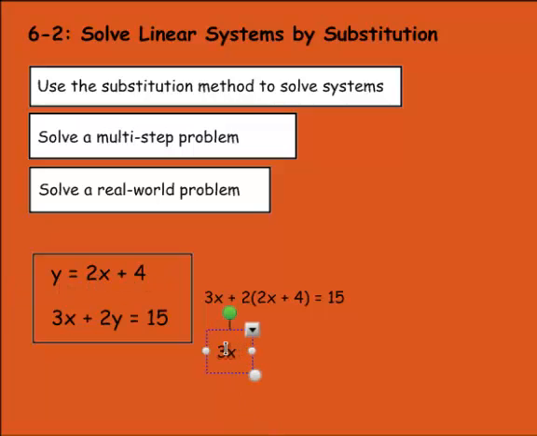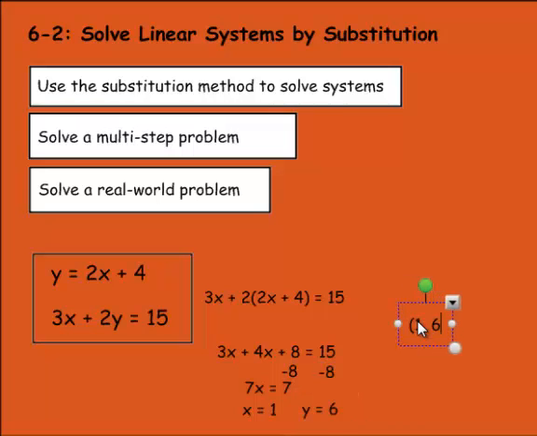So I would have 3x plus 2 times 2x would be 4x, plus 2 times 4 is 8, equals 15. 3x plus 4x is 7x. Subtract both sides by 8. So 7x equals 7. You divide both sides by 7, and that would give us x equals 1. So now I know x equals 1 in these equations, and I could plug that into here and solve for y. y equals 2 times 1, which is 2, plus 4, and that's 6. So y equals 6, and therefore my answer would be 1 and 6.